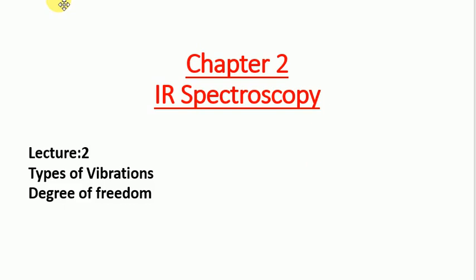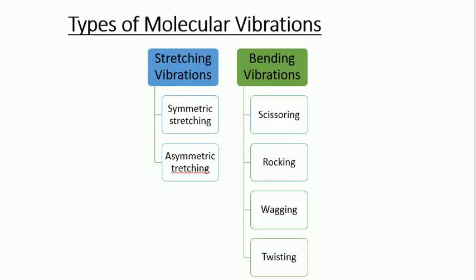We know that every molecule is vibrating continuously. Vibrations are of two types, stretching vibrations and bending vibrations. So we will see the types of vibration and degree of freedom today. Let us see the types of vibrations. Molecular vibration. Vibration means the molecule is continuously vibrating, and vibrating means its atoms change the bond length and the bond angle. So according to that, two types of vibrations are there. First is a stretching vibration and second is a bending vibration.